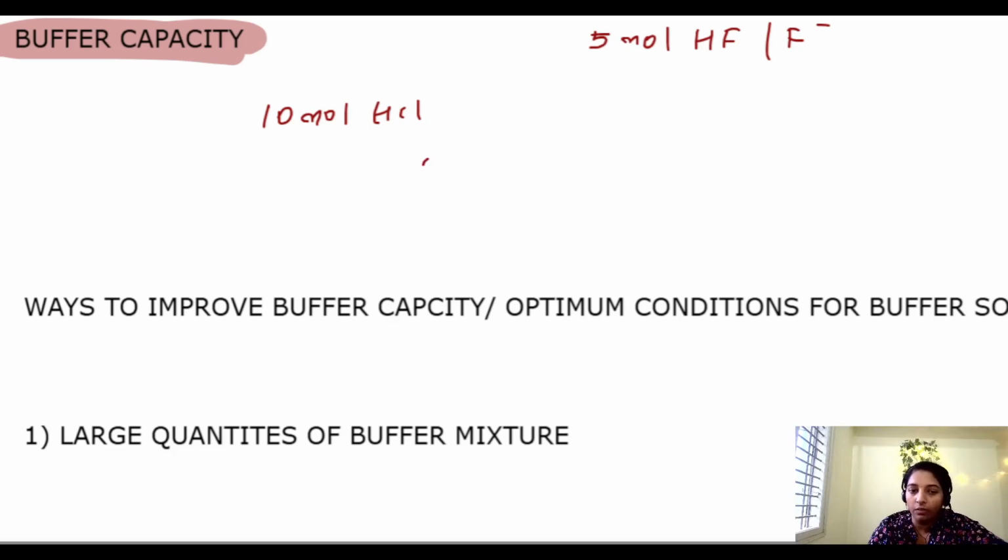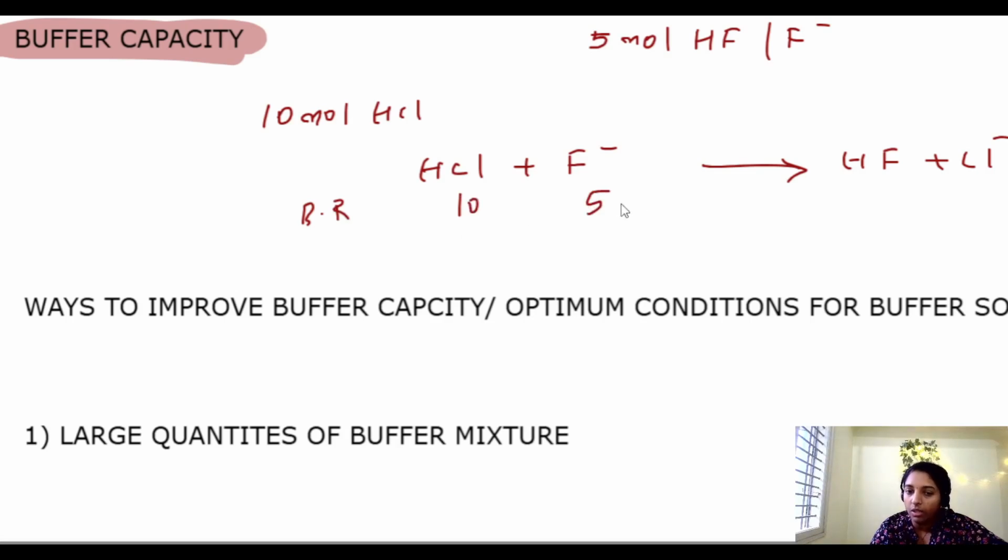Okay, HCl will react with the base F minus, so they form HF and Cl minus, correct? So this is the normal equation. Here, initially before the reaction, we have 10 mole of HCl and 5 mole of F minus, correct? So HCl will react with them, and F minus is the limiting reagent at this time. So after the reaction, this is 0 but this is 5.